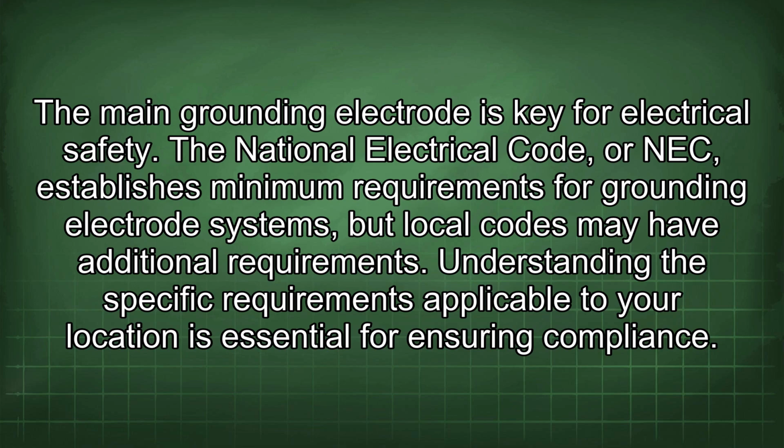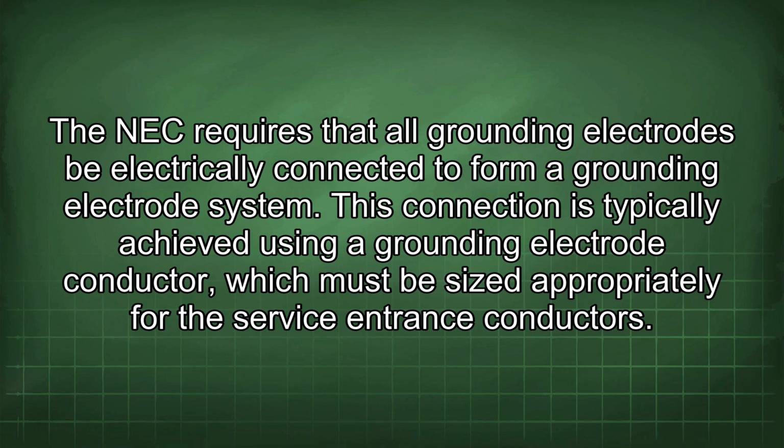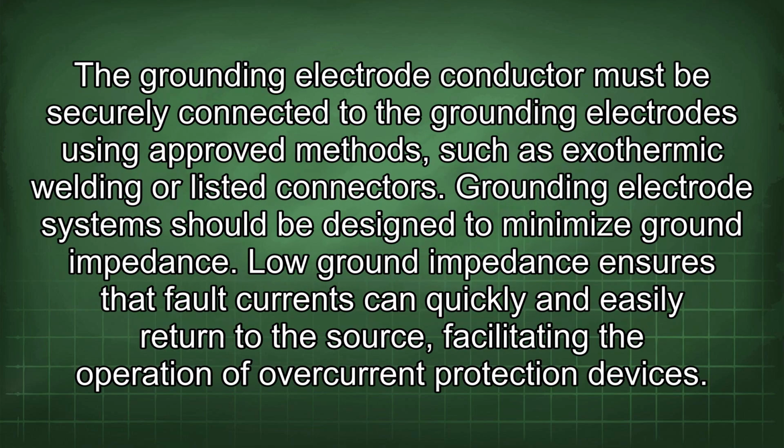Understanding the specific requirements applicable to your location is essential for ensuring compliance. The NEC requires that all grounding electrodes be electrically connected to form a grounding electrode system. This connection is typically achieved using a grounding electrode conductor, which must be sized appropriately for the service entrance conductors. The grounding electrode conductor must be securely connected to the grounding electrodes using approved methods such as exothermic welding or listed connectors. Grounding electrode systems should be designed to minimize ground impedance.